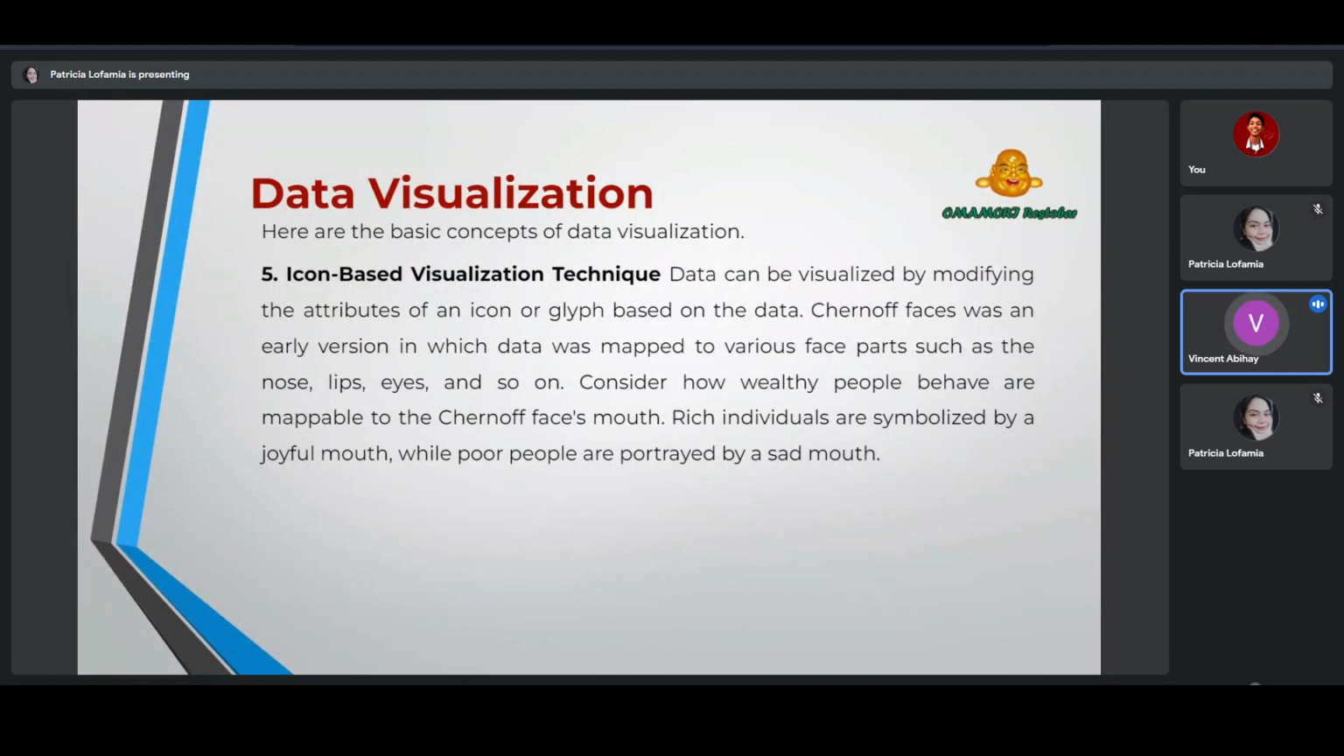Fifth, icon-based visualization technique. Data can be visualized by modifying the attributes of an icon or glyph based on the data. Chernoff faces was an early version in which data was mapped to various face parts such as the nose, lips, eyes, and so on. Consider how wealthy people's behavior is mappable to the Chernoff face's mouth. Rich individuals are symbolized by a joyful mouth, while poor people are portrayed by a sad mouth.